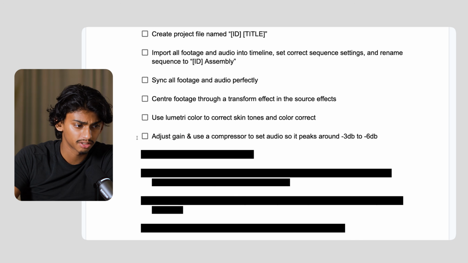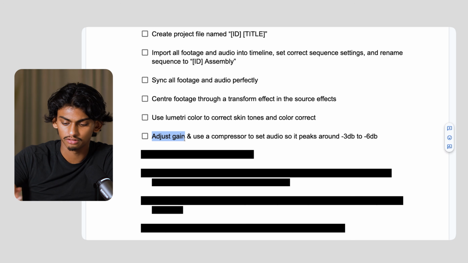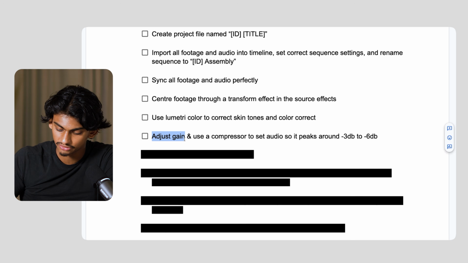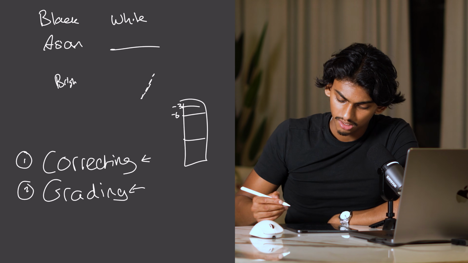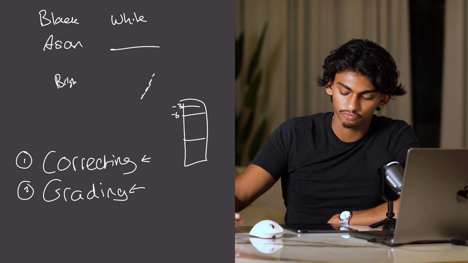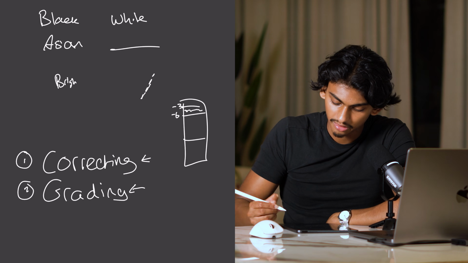So with audio, all I'm trying to do is adjust the gain. So it's between -3 and -6 on my audio levels. So you'll see like -6, -3. And when the loudest parts of the audio are happening, you want them around this stage.